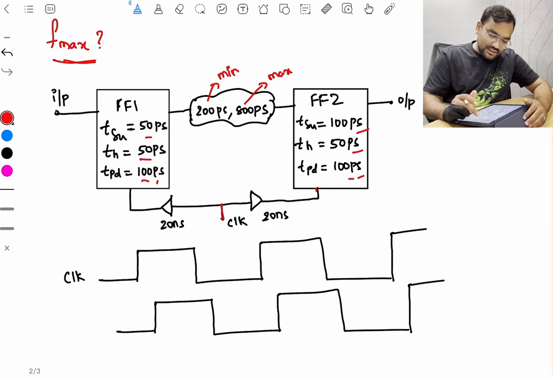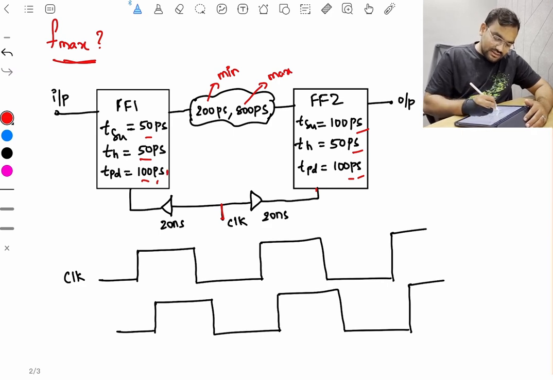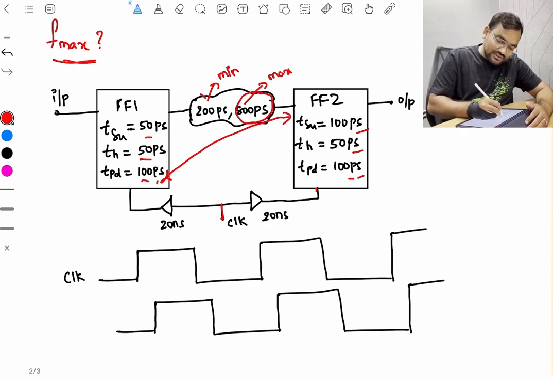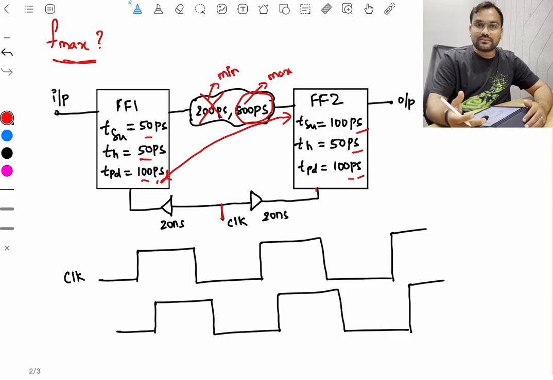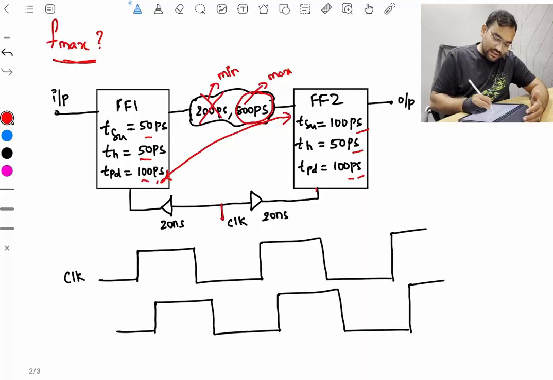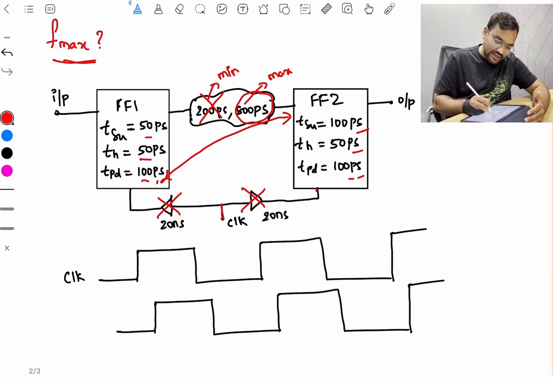Now very simple thing here. If you see, this is the path that we are trying to analyze. And in the setup time analysis, we need to use the max delay. So let's use 800 picoseconds here. And you're all aware of the setup time equation, and the time period that you want to determine the max frequency depends on the setup time equation. If you're not sure about it, please go and watch my earlier tutorials. So in this, both flop 1 and flop 2 are getting the clock with the same delay of 20 nanoseconds. So we can ignore that, to be frank.